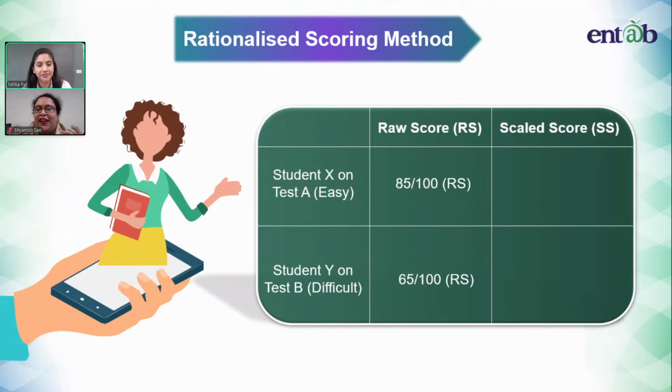However, here comes the role of scale scores by CBSE, whereby the raw scores will be converted into the scale scores, and the first student will get 250 and the second student will get 300. So with the final scale scores, it is evident that the second student fares better than the first. This is how the CBSE adopts the rationalized evaluation procedure.